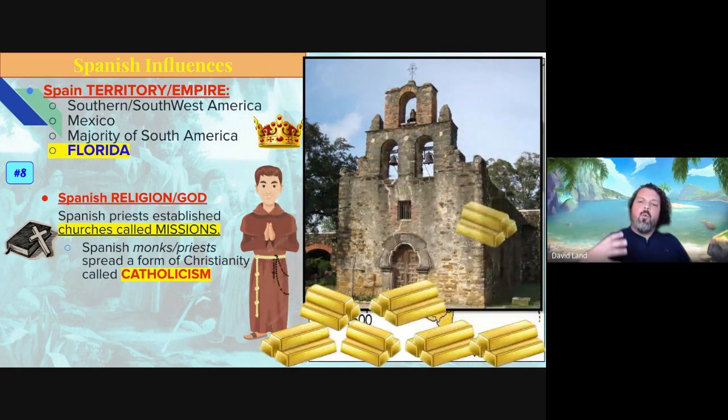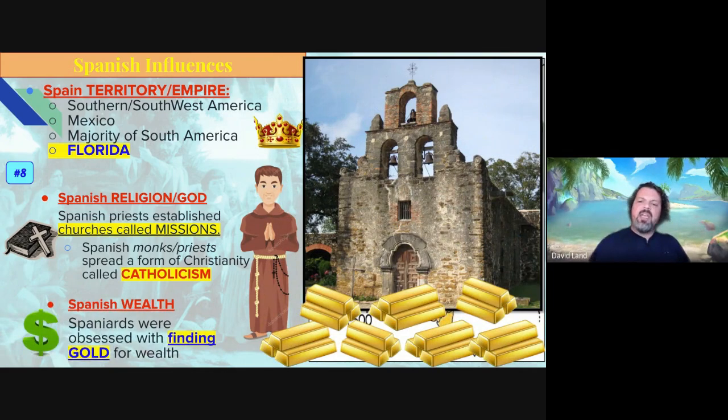Now, their wealth motivation: Spain was very heavily influenced and obsessed by finding gold. We hear about Hernan Cortez and Cabeza de Vaca searching for the metal that would make them powerful and rich. So territory, Florida; religion is Catholicism and Christian; and Spanish wealth was very focused on gold. And those are your Spanish influences right there, which we still see in our home today because we live in a town called Mission, Texas. Mission, Texas is influenced by Spain.